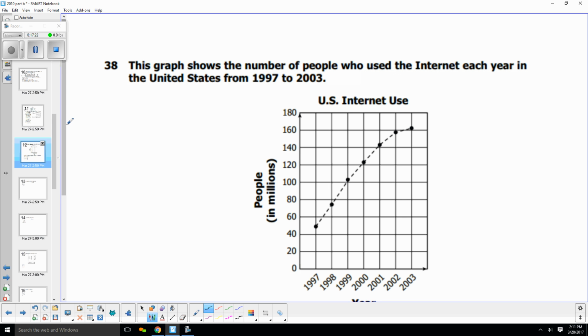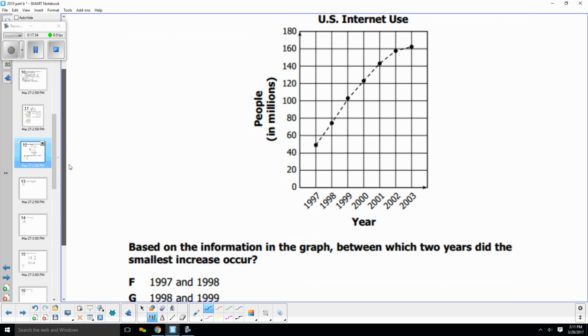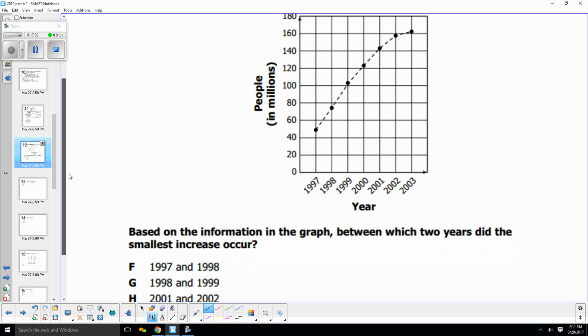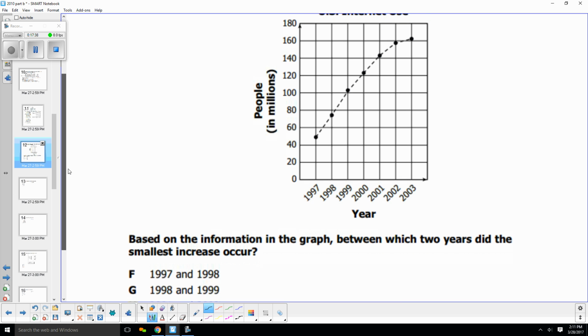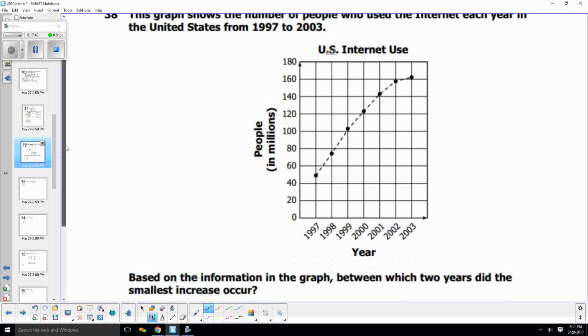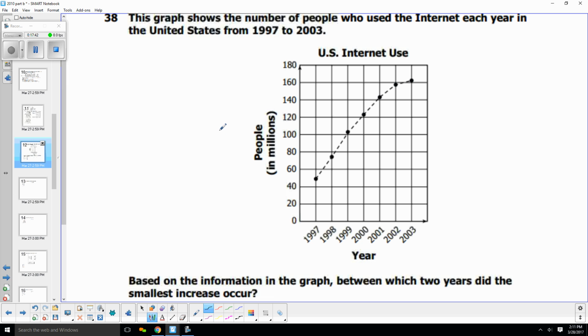Number 38. The graph shows the number of people who use the internet every week in the United States from 1997 to 2003. So this is my points. Every year they took a survey. And it said, based on the information on the graph, between which 2 years did the smallest increase occur? So where was the smallest increase? Between 2002 and 2003 was the smallest increase.